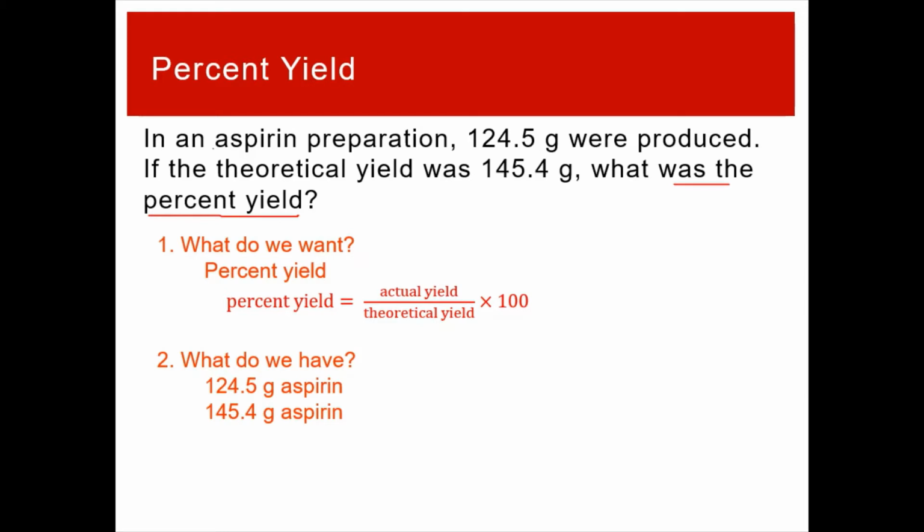When you're told this is an aspirin preparation, that means you're making aspirin. So these masses that were produced are going to be masses of the aspirin. That's the product you're trying to make. So you're given two different masses of aspirin. And so the question is, which one's theoretical and which one is going to be the actual yield?